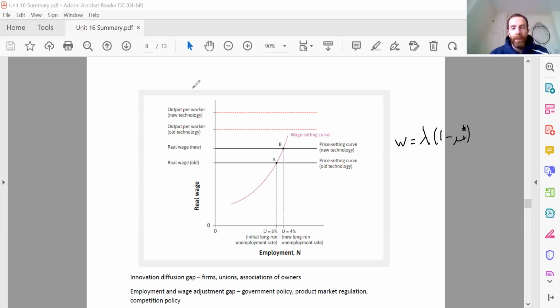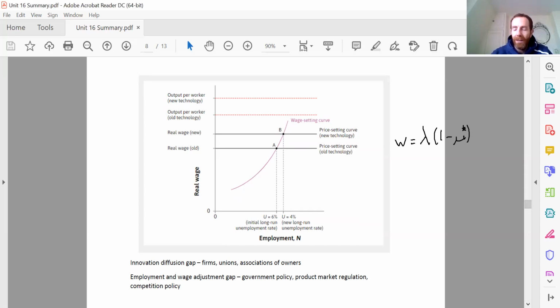But we then have to ask questions about, well, is it as simple as that, or what is the path by which we get from the old equilibrium to the new equilibrium? Something we'll need to consider is the institutions and policies of government, and institutions in terms of unions and employers associations. And that's some of the things I'll talk about in a second.